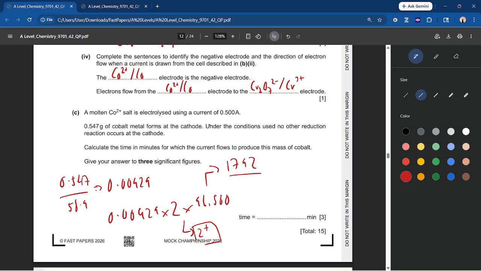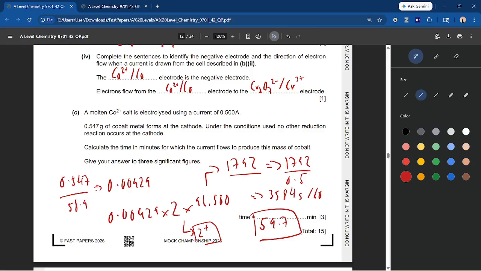So the time required is just going to be this divided by the current, which is 0.5, which basically doubles it. Remember, this is all in seconds, so 1792 divided by 0.5 gives you 3584 seconds, but the answer is in minutes. So divide this by 60, and you get 59.7 minutes.